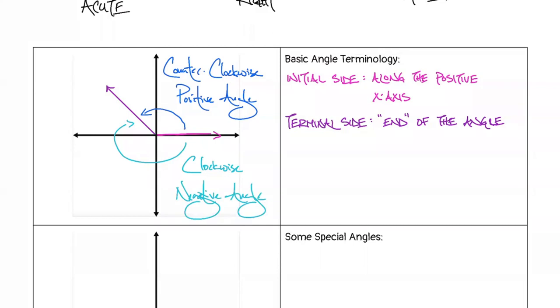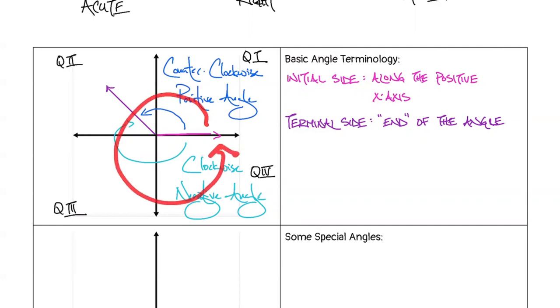In particular, positive means we're starting at that positive x-axis and going around. It's the same direction that we count the quadrants in. If you recall from maybe previous math classes, we have quadrant 1 over here, quadrant 2, quadrant 3, and quadrant 4 over here. So the direction that we count our quadrants in is the same direction that we call positive angles. And if we go in the opposite direction, we're just going to get negative angles.